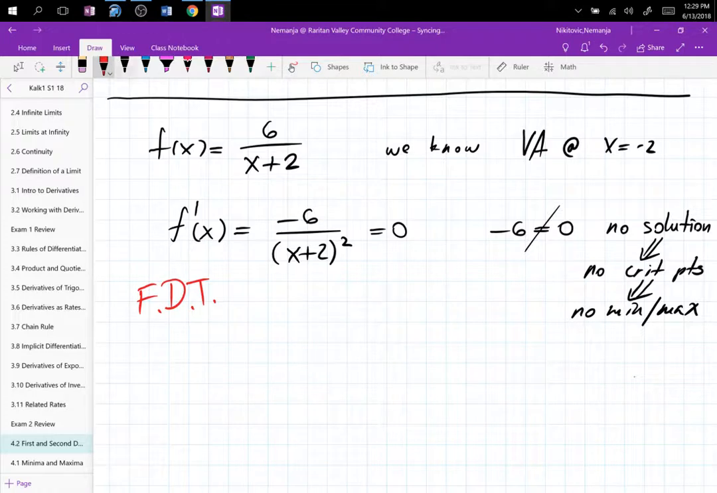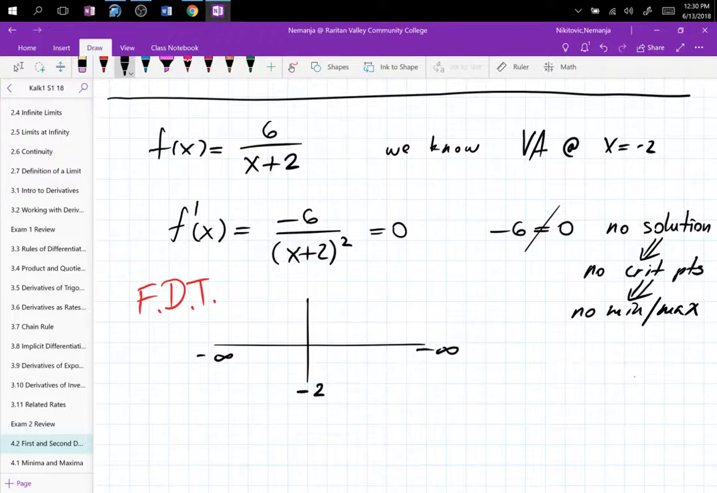But for this particular problem, we do have partitions because there's a vertical asymptote at negative 2, which breaks my negative infinity to positive infinity into 2 parts, and I just need to pick 2 values. Clearly I'm going to pick 0 on the right-hand side because that's always cheap to compute, and on the left-hand side I can pick anything, so I'll pick negative 3.